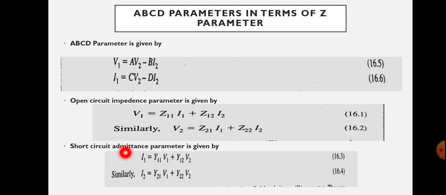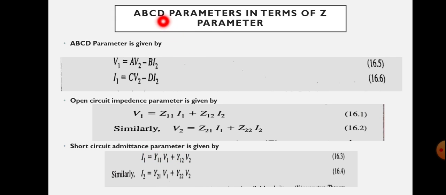Next we will go to admittance parameter, that is I1 and I2 will be represented in terms of the admittance parameters. The admittance parameter is represented by Y. So I1 equal to Y11 V1 plus Y12 V2, and I2 will be represented by Y21 V1 plus Y22 V2.